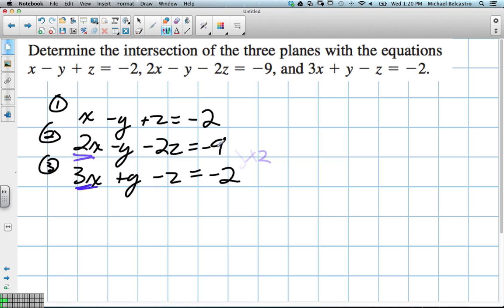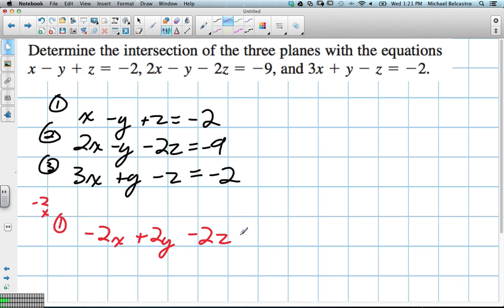Okay? So all of these are three different planes, which means we either have three planes intersecting at a line or at some coordinate in space. We're going to go about doing this the same way I had done before. We're going to pair up equations and eliminate one of the variables. So I'm going to work with eliminating x to start. I'll take equation 1 and 2 and then equation 1 and 3. Equation 1, I'm going to multiply by negative 2. So we'll have negative 2x plus 2y minus 2z is equal to 4. And equation 2 is 2x minus y minus 2z is equal to negative 9.